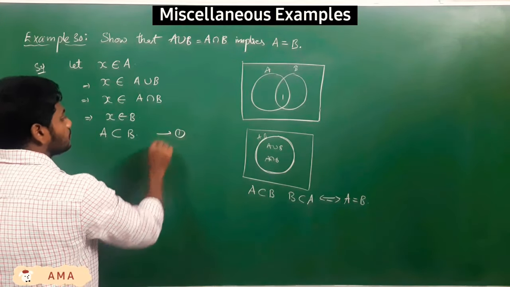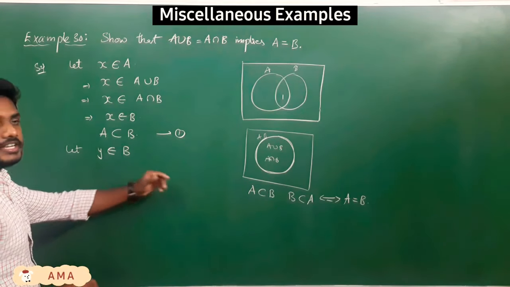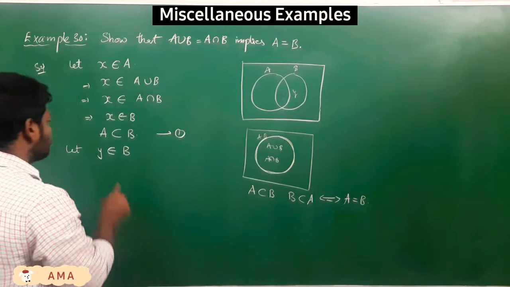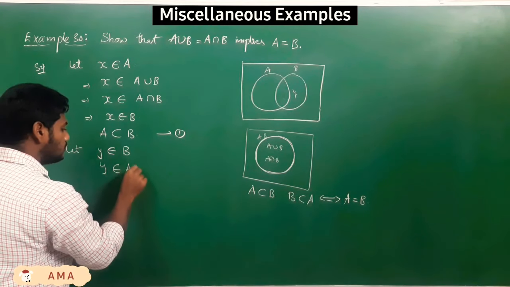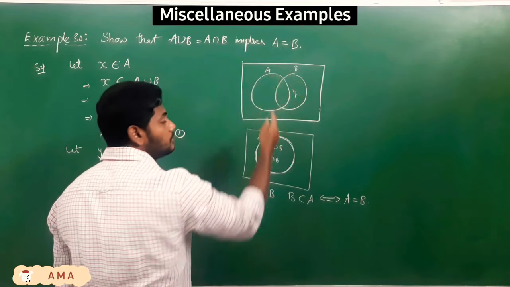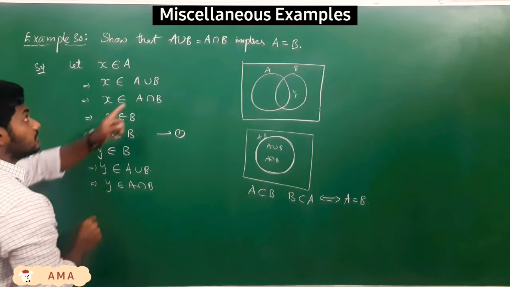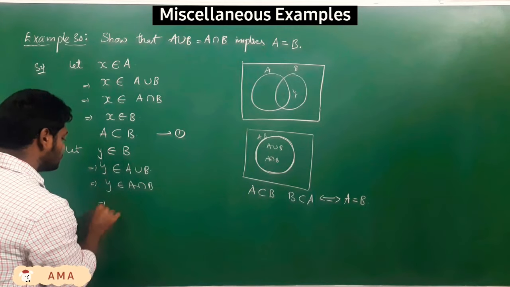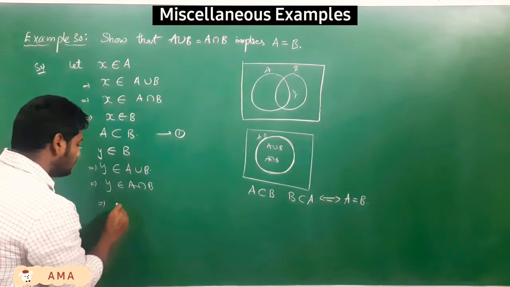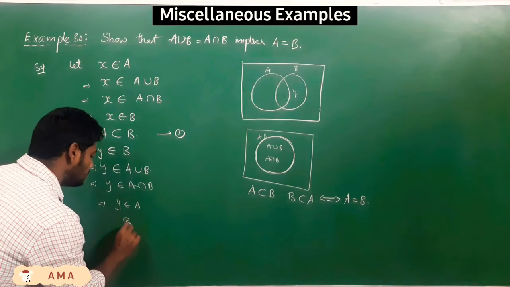This is one case. Now, let y belong to B. Let y be an element which belongs to B. If y belongs to B, y also belongs to A union B. If y belongs to A union B, then by the given condition it is A intersection B. If y belongs to A intersection B, intersection means both y belongs to A and y belongs to B. Nothing but y also belongs to A. If y belongs to B, y belongs to A. Nothing but B is a subset of A.